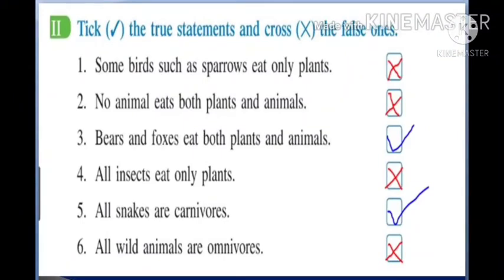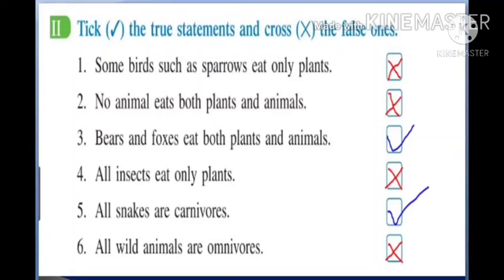Question number 2. Tick the true statements and cross the false ones. First, some birds such as sparrows eat only plants. It is a false statement. That is why we have to put a cross. Second, no animals eat both plants and animals. This is also a false statement. That is why we have to put a cross. Third, bears and foxes eat both plants and animals. Yes, it is a true statement. That is why you have to put a tick.